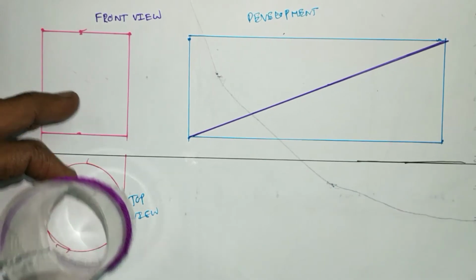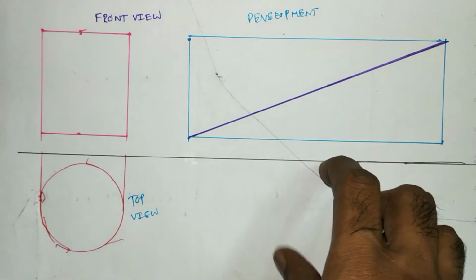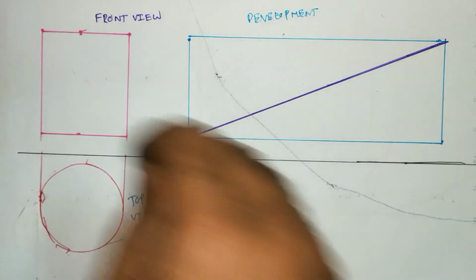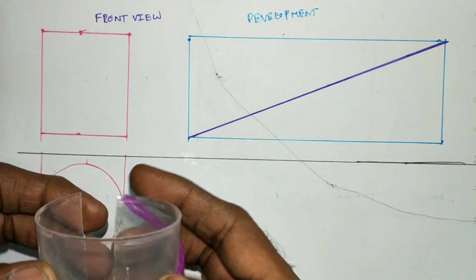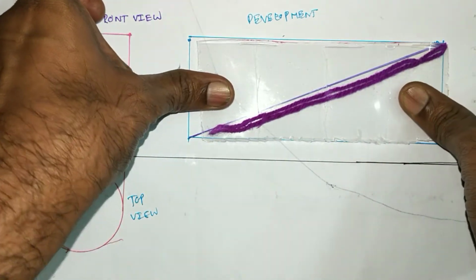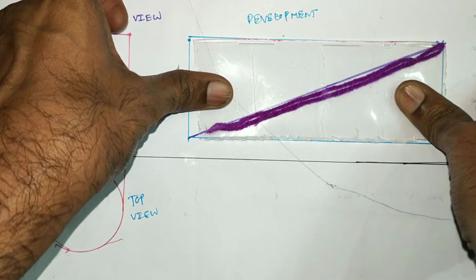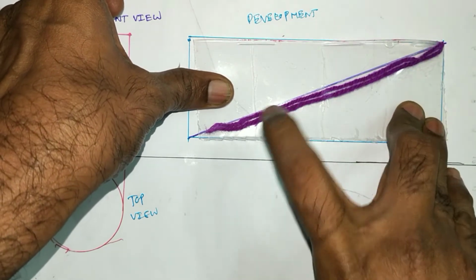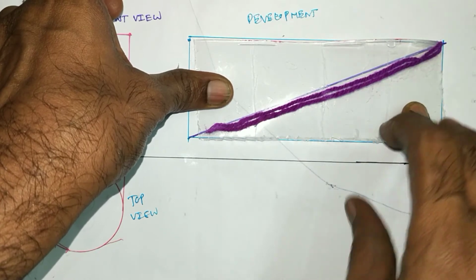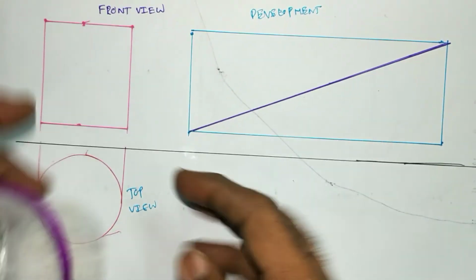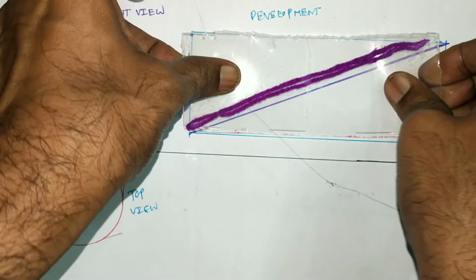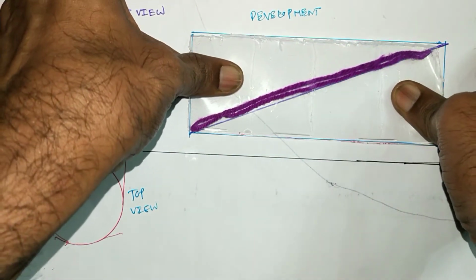And after that, when we consider the development of this particular cylinder, we are going to have it like this. The development of the cylinder will be like this. So whatever helix that we have attached along this particular cylinder will appear as the diagonal of this particular rectangle. So let me show you once again. This is the development of the cylinder that we are going to consider.